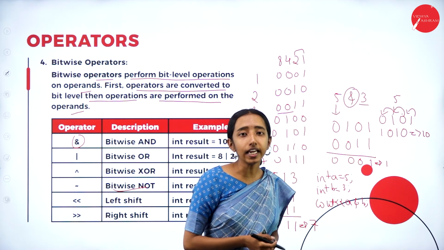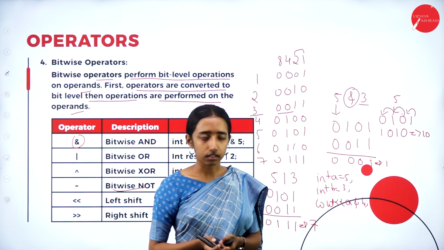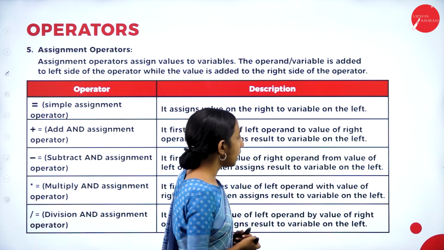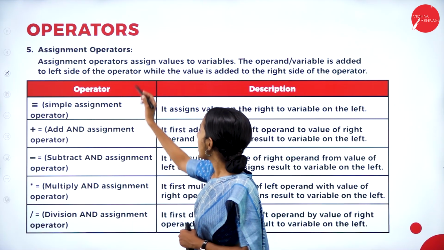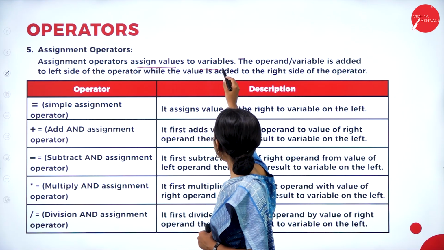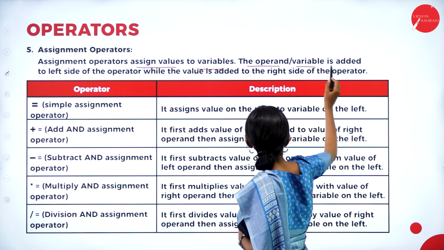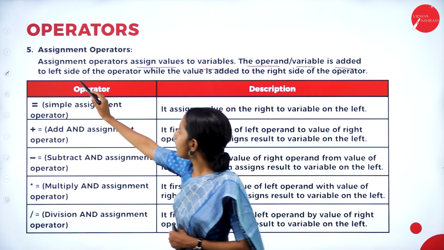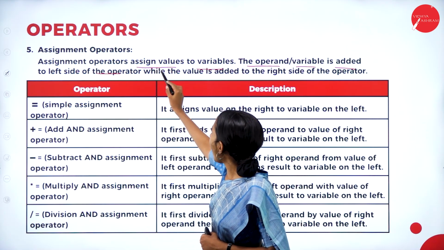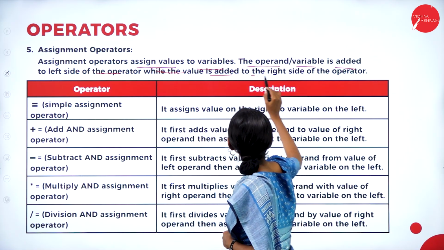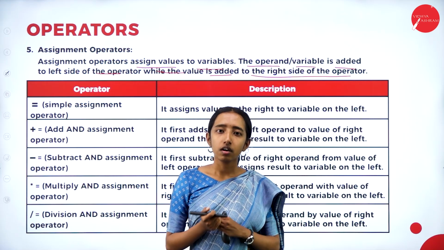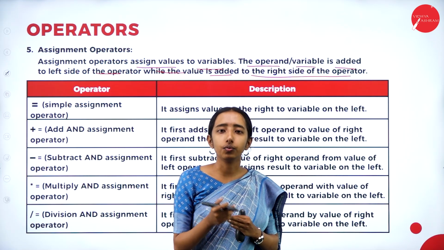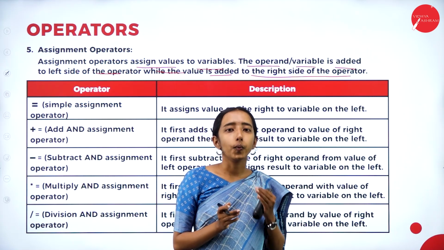So this was about the bitwise operator. Next we are having the assignment operator. Assignment operators assign values to variables. The operand or the variable is added to the left side of the operator while the value is added to the right side of the operator. Assignment operator means we are assigning a value to the variables.